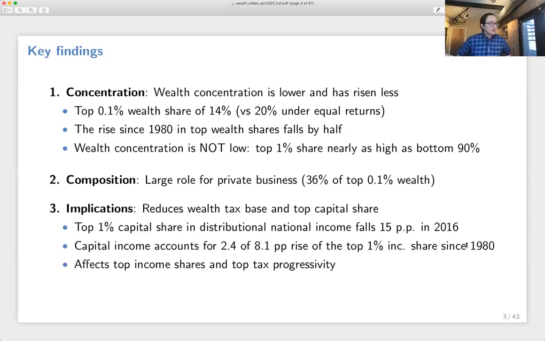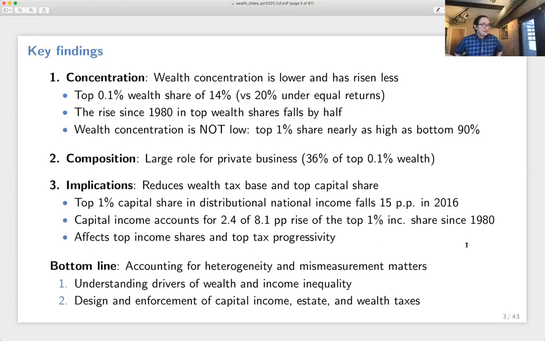This is also going to affect the level of top income shares in broad distribution of national income and measures of top tax progressivity. So thinking about the average tax rate along the income distribution, the average tax rate at the very top of the distribution. In short, we're going to find that accounting for heterogeneity and mismeasurement matters a lot for things that we care about, such as understanding drivers of wealth and income inequality, and also for policy, thinking through the design and enforcement of the capital income tax, the estate tax, and the wealth tax.